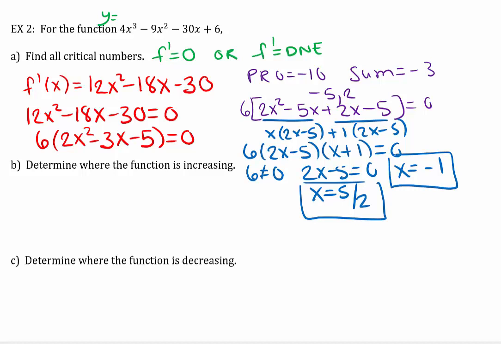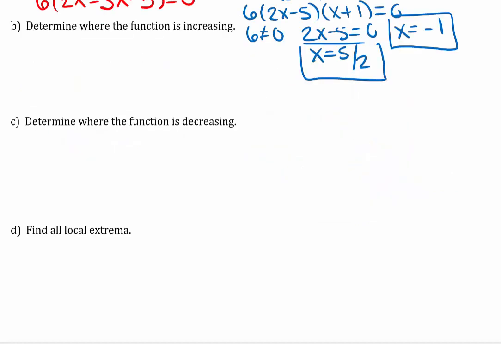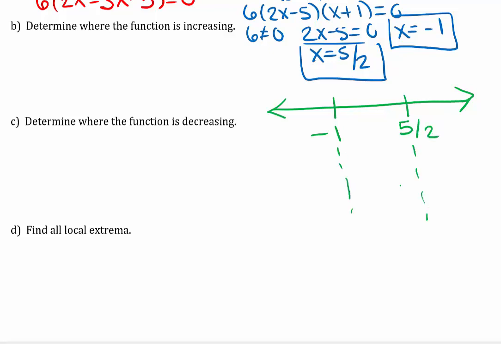Now we're going to answer parts B, C, and D at the same time. Based on our information, our critical numbers, we're going to try to figure out where the function is increasing, where it is decreasing, and does it have any local extrema. And so what I'm going to do is make a table, and I'm going to use the number line to help me. I'm going to put my critical numbers on this number line. Then I'm going to analyze where the derivative is positive and where the derivative is negative.